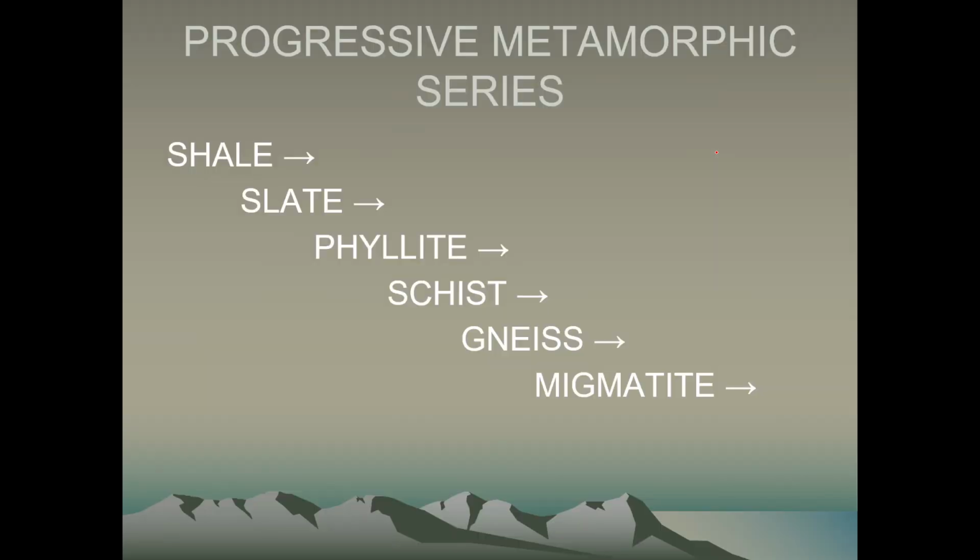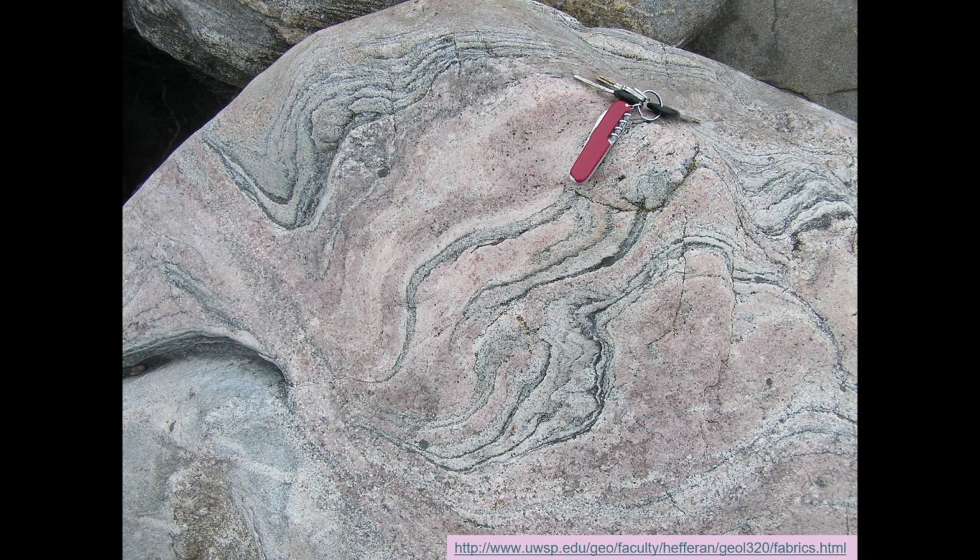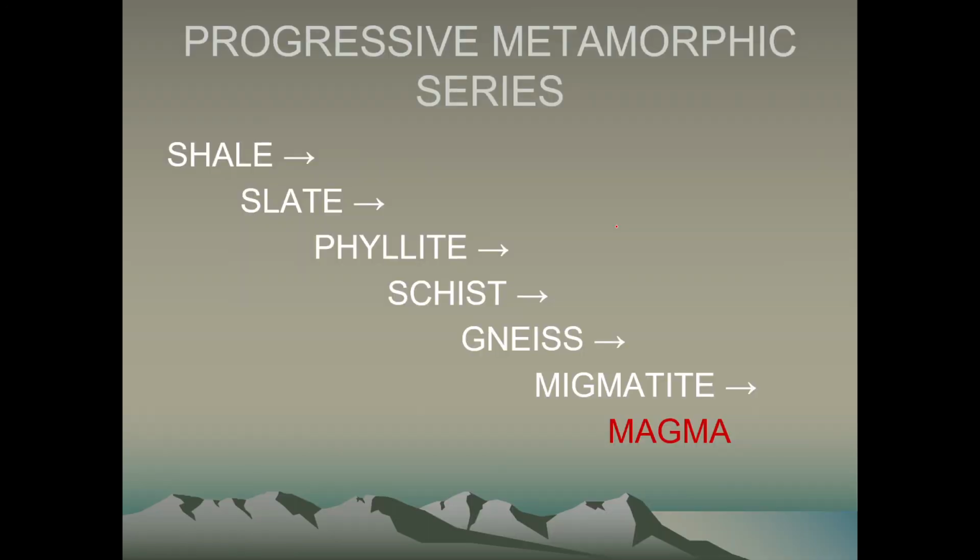And from there, you'll get a migmatite, which actually looks a lot like gneiss, and I don't test you on this, so don't worry too much about it. Here's another picture of it. And then if we metamorphose migmatite, it's too much heat and pressure, you get a magma.